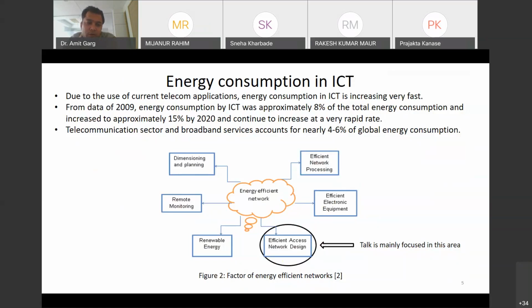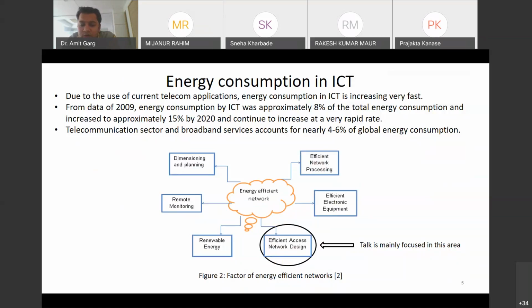Okay, so from the data of 2009, the energy consumption by ICT was approximately 8% of the total energy consumption and increased to approximately 15% by 2020 and continues to increase at a very rapid rate. So I don't know what is today's figure, as the whole world is facing this pandemic situation. So it might have increased significantly. Okay, so the telecommunication sector and broadband services account for nearly 4 to 6% of the global energy consumption.